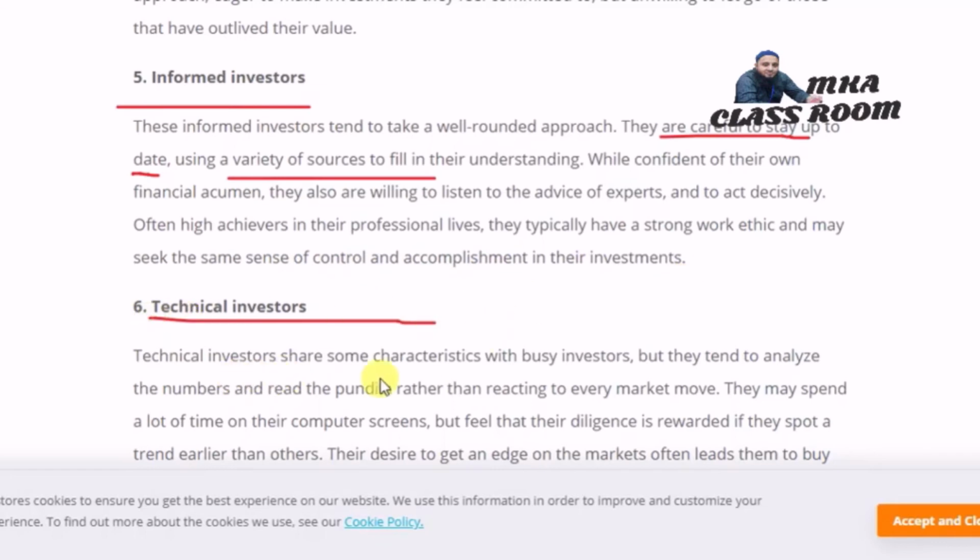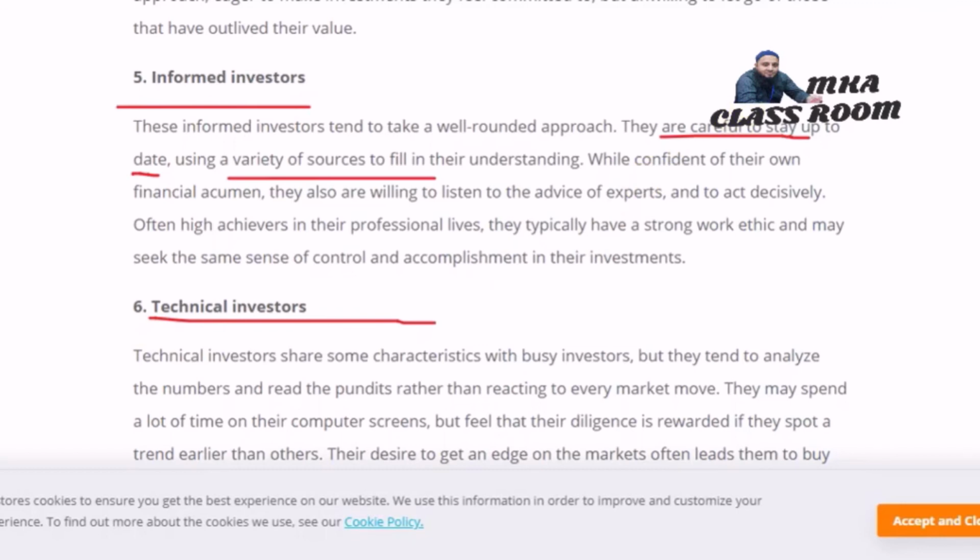And the last one, technical investors. The technical investors share some characteristics with busy investors, but they tend to analyze the numbers and read the pundits rather than reacting to every market move. They may spend a lot of time at their computer screens, but feel that their diligence is rewarded if they spot a trend earlier than others. They are the technical investors. They make their decisions technically.